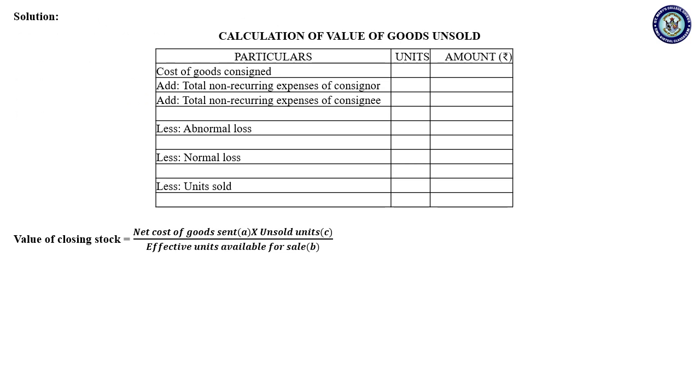First you write the solution, that is, the calculation of value of goods unsold. If you want, you can draw the format first itself, then you can fill out the numbers. Draw the format, or systematically one by one you can write, fill them out and find the answer.